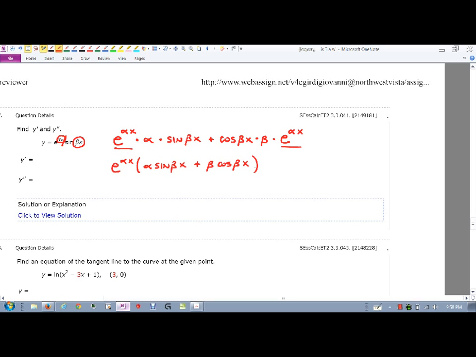That's where I am. That's y prime. Now I need the derivative of that. So again, I have product rule. Here's my product right there. So the second derivative will be the derivative of the first one. So derivative of e to the alpha x is e to the alpha x times alpha. We did that a second ago.